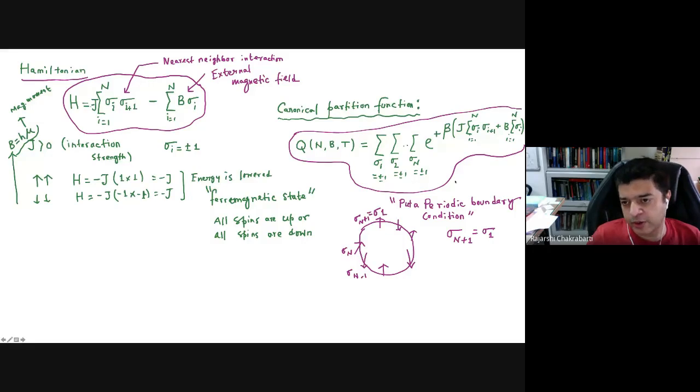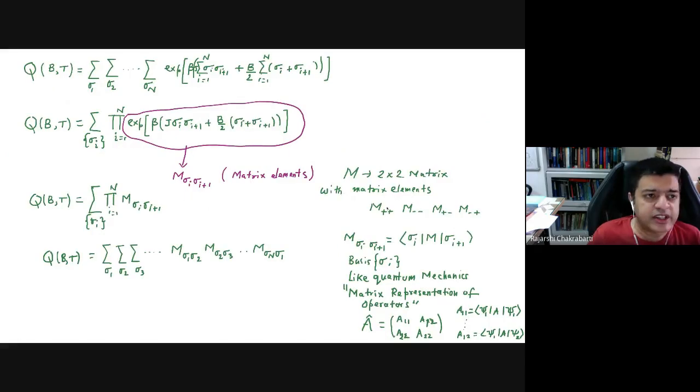Now, in order to calculate this partition function analytically, we make use of what is known as periodic boundary condition. We say, okay, the sigma n plus 1th spin is actually your first spin. So I just make a loop, a ring, as shown here. This is sigma n minus 1th spin, sigma nth spin, and this is sigma n plus 1th spin, which is equal to the first spin. This is what is known as periodic boundary condition. Once we put the periodic boundary condition, you can write down the partition function like this.